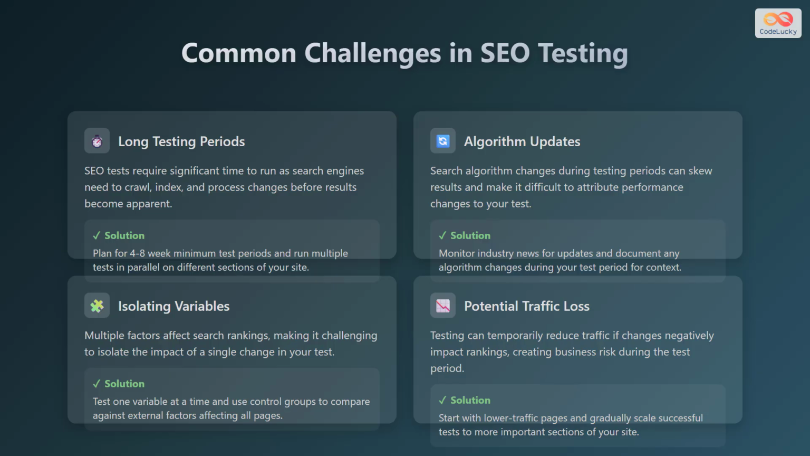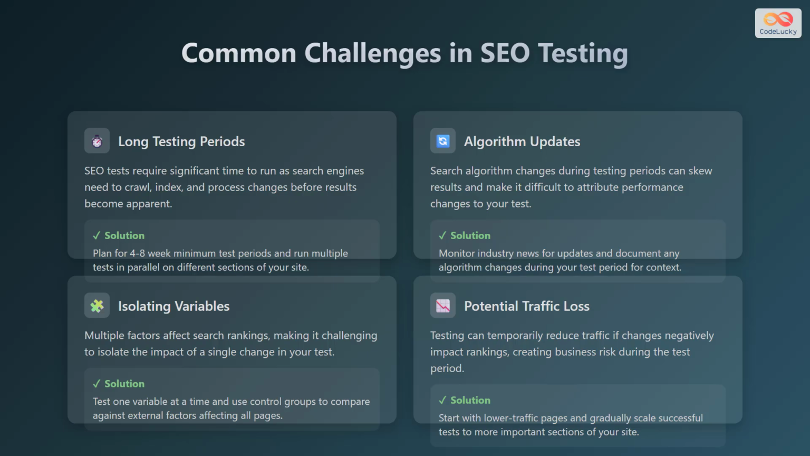Another challenge is algorithm updates. Search algorithm changes during testing periods can skew results and make it difficult to attribute performance changes to your test. To solve this, monitor industry news for updates and document any algorithm changes during your test period for context.